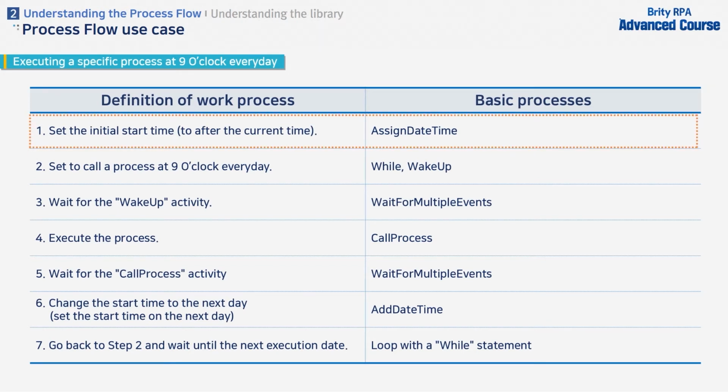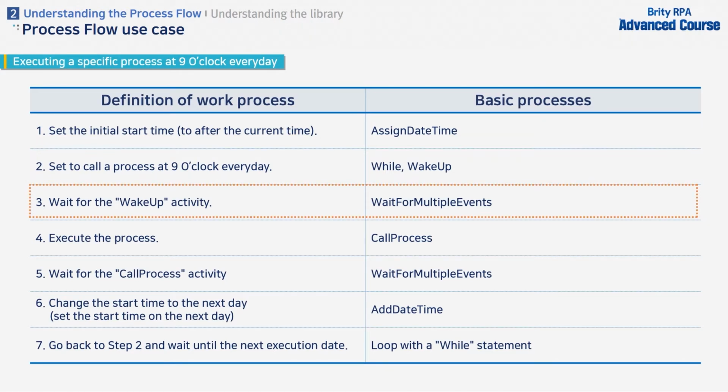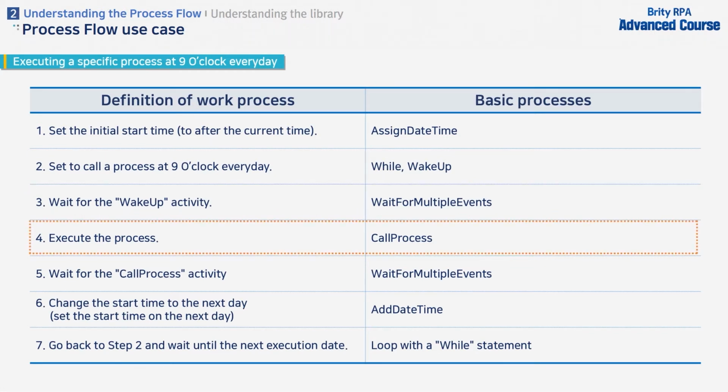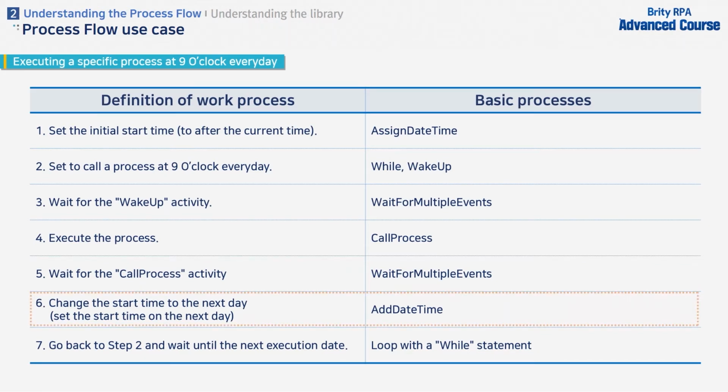With assign date time, set the initial start time to after the current time. Set the wake-up activity to call the process at 9 o'clock every day. Wait for the result of the wake-up activity using the Wait for Multiple Events activity. At 9 o'clock, the call process activity runs the specified process, and the Wait for Multiple Events activity waits until the process is completed. Then, the Add Date Time activity changes the execution time to the same time on the next day. The while statement generates a loop, and the wake-up activity waits until the set time.